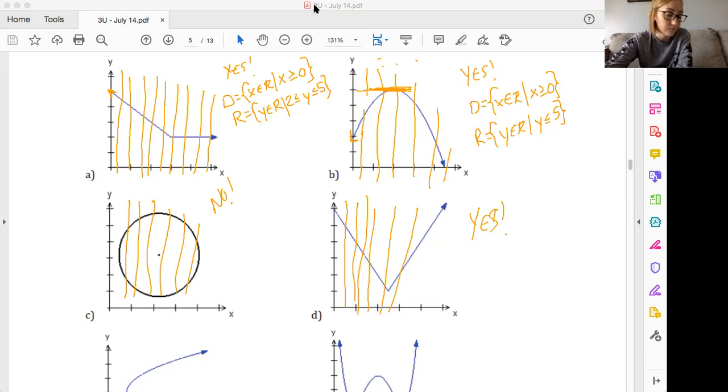I'm going to clear this and we're going to do the other graphs. We're almost done the examples.